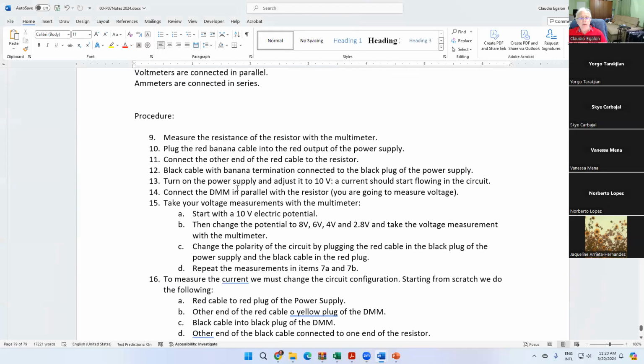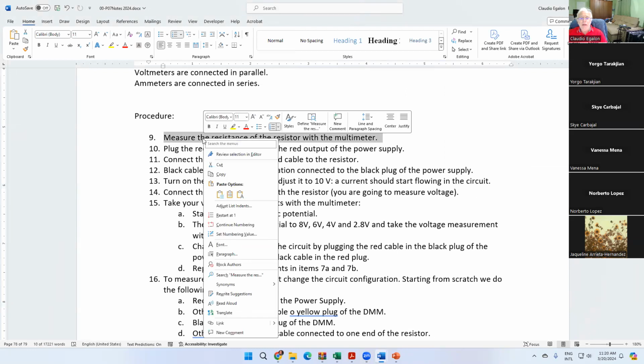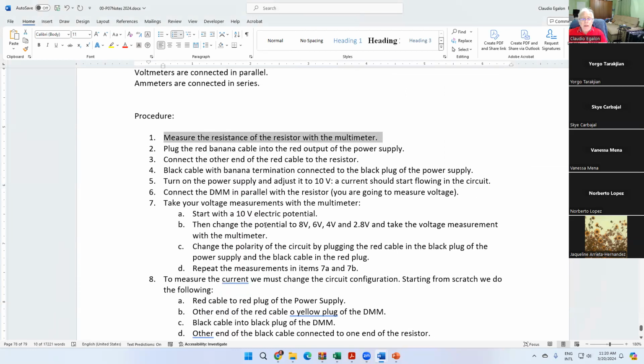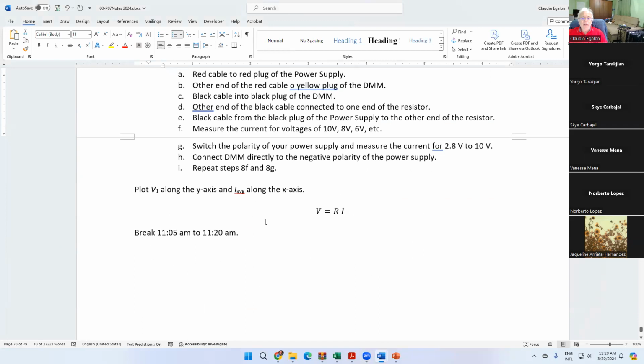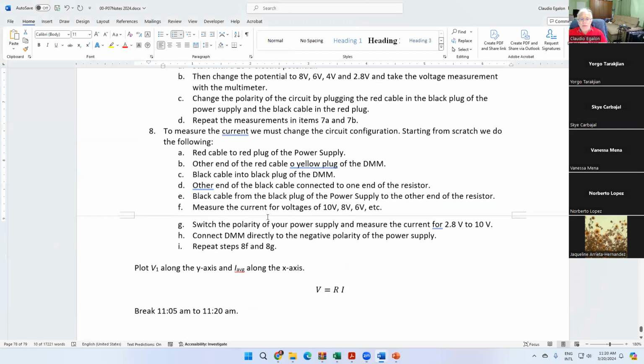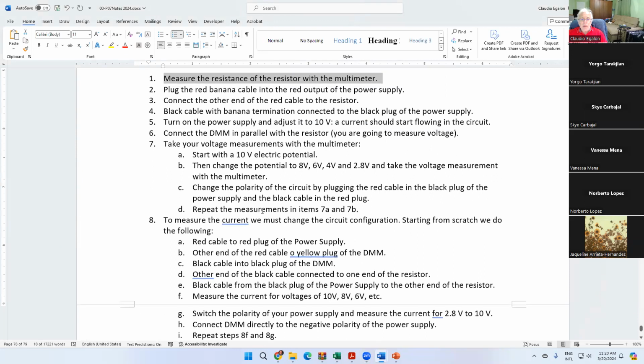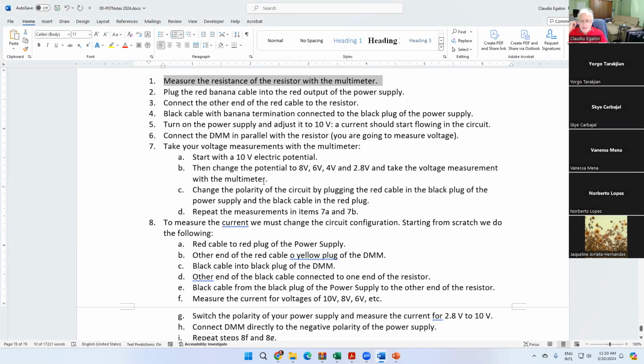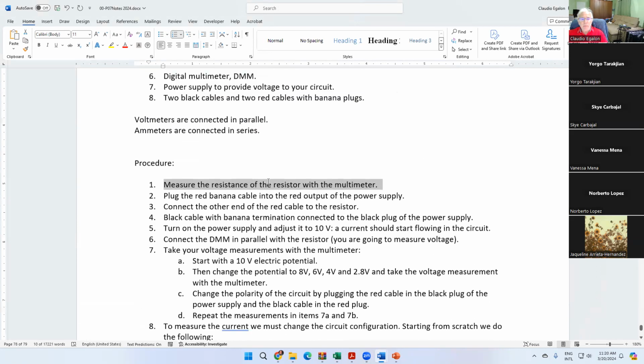Okay, so here you go. I changed the procedure a little bit here. I think it's better this way. Once I post it in Canvas, you're going to see that the procedure is a little bit changed, but it's a better procedure than what I went through with you folks.